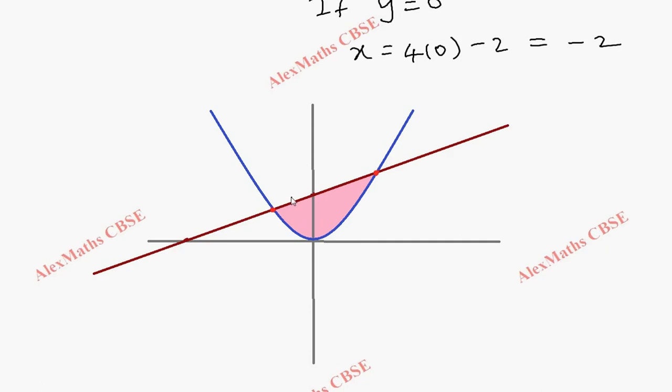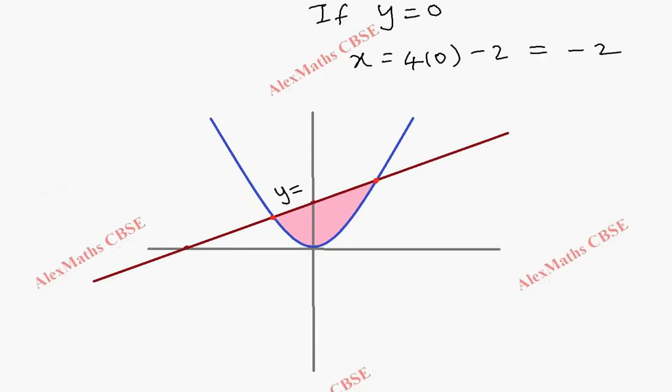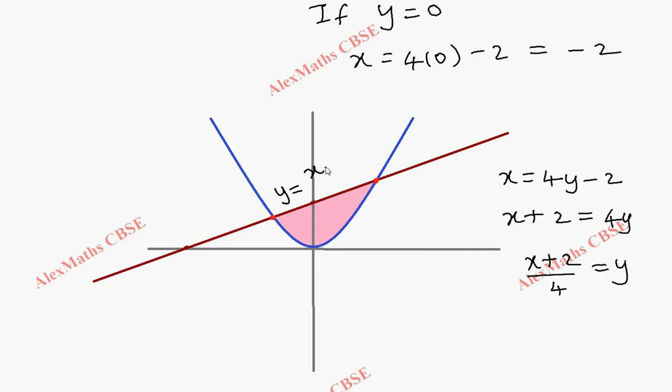Let's write the equation of the top region. I want to write the equation in terms of y is equal to. From this equation, x is equal to 4y minus 2, we have to get what is y. So the minus 2 is taken to the other side. So it is x plus 2 is 4y, and the 4 will come as a division. x plus 2 by 4 is y. So here it is x plus 2 divided by 4.